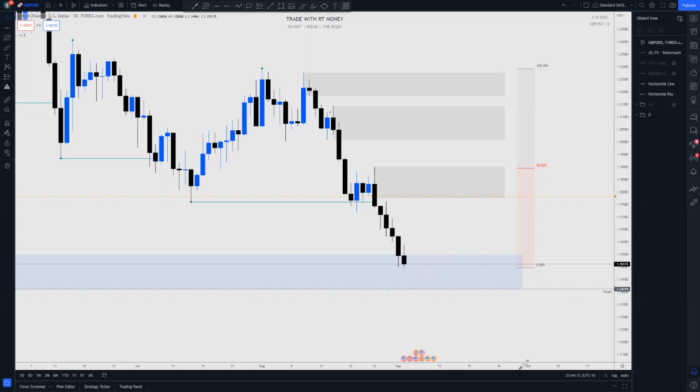But I anticipate, my gut feeling is price will continue bearishly, and we're going to take this zone out. What I'm going to look for is some kind of reaction here. If we get that reaction, right?